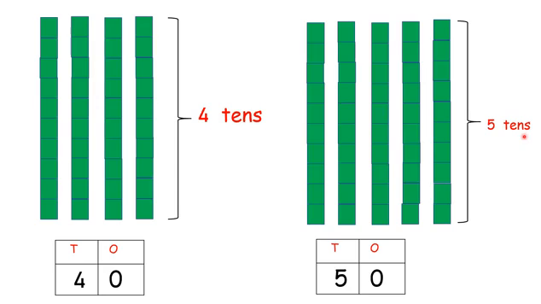5 tens. This is the way we write 50. O for the ones column, T for the tens column. We write 0 under the ones column and we write 5 under the tens column. Shall we repeat that again? 10, 20, 30, 40, 50.